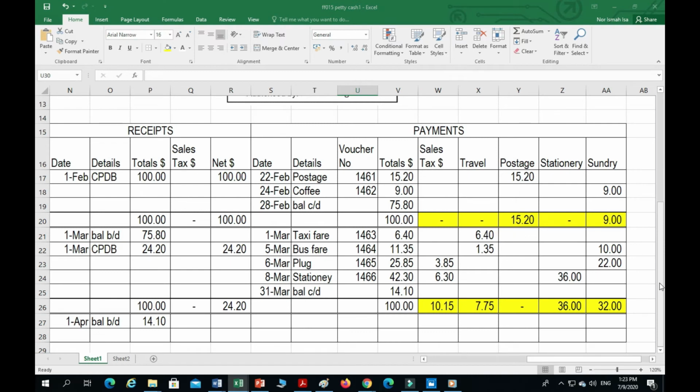Okay, we have already recorded all the transactions related with the cash book. So we are going to post the total amount to the ledger account, or the nominal ledger or general ledger. So this is the first part, debit side, which is the receipt side, and this is a payment side. For the receipt part, what you're going to post is only the amount that comes from the cash payment day book. Here we have 1 February and 1 March.